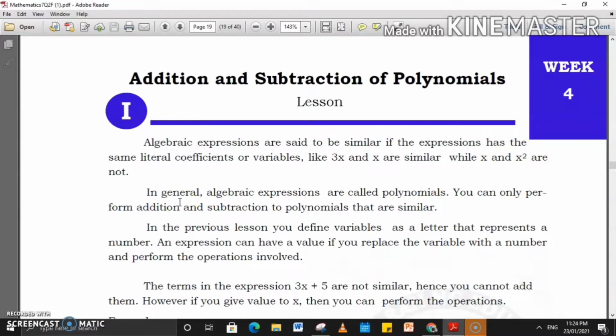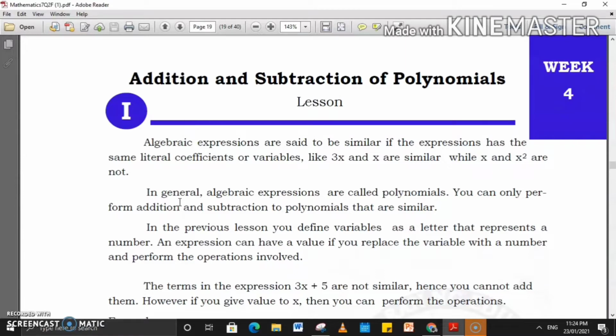So, in general, algebraic expressions can be called polynomials. So, you can only perform addition and subtraction to polynomials that are similar. So, hindi po tayo pwedeng mag-conduct ng addition and subtraction kapag hindi parehas yung ating terms. Kapag hindi like terms, hindi similar terms.